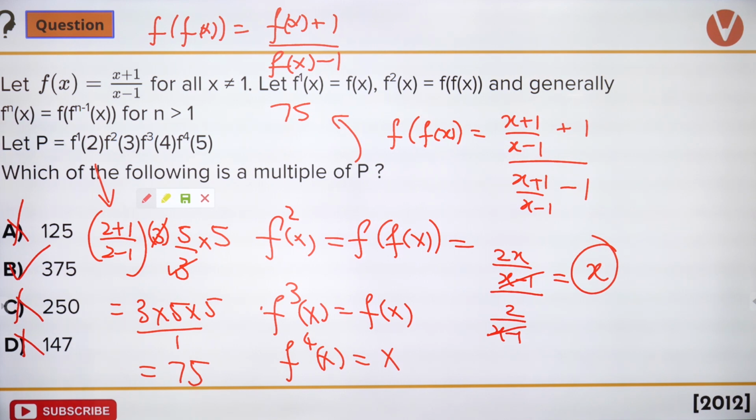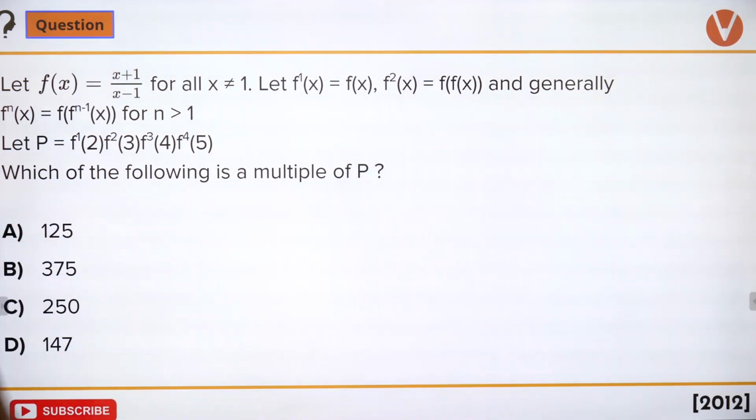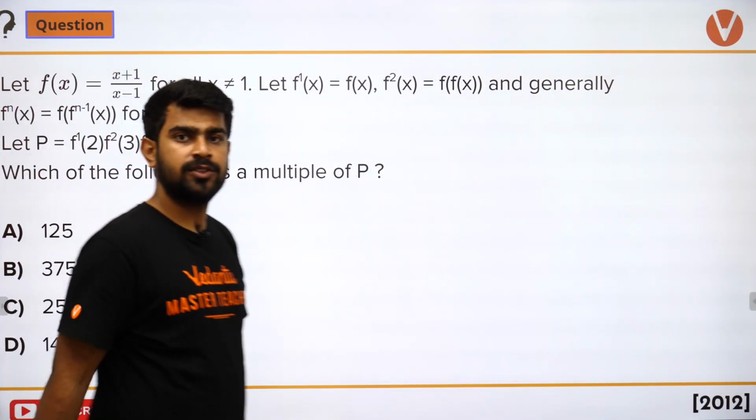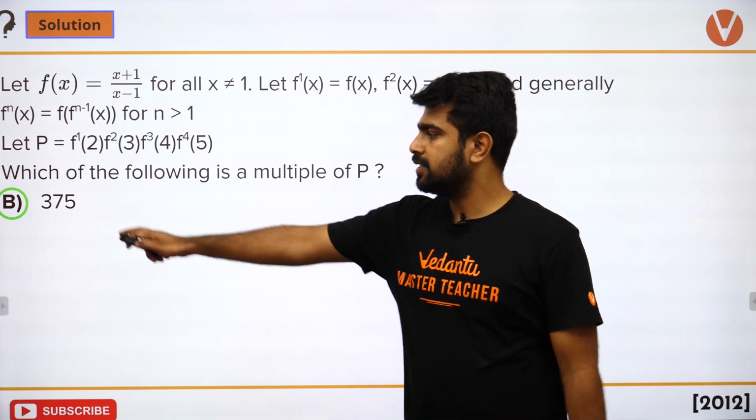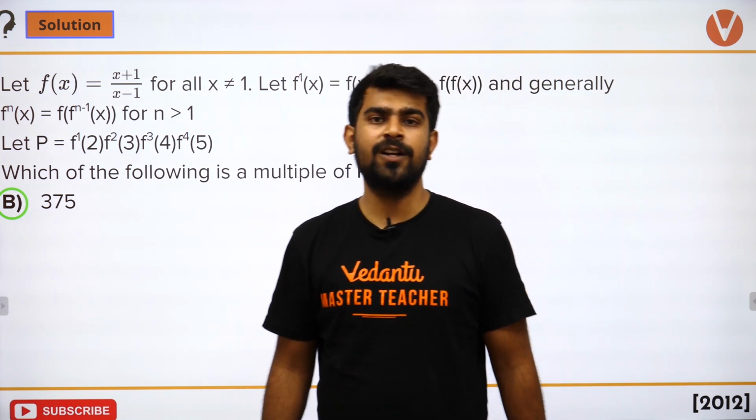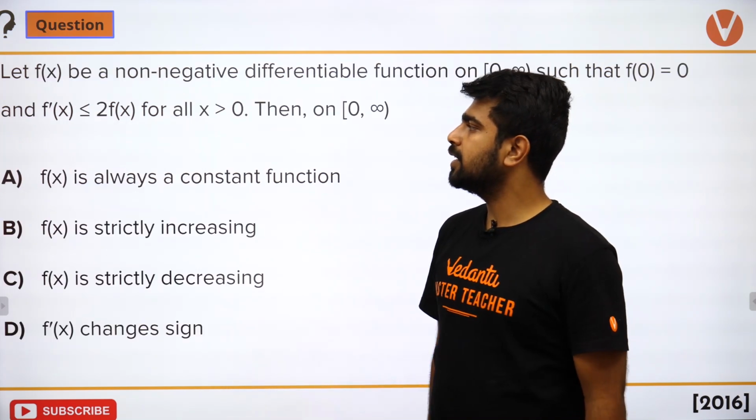Perfect. So let us move to the next question. I will pause it and remove this so that I can move forward. Let us go ahead. So let's check the answer for this one. The answer for this one is 375, just like what we have solved. Now let's move forward. Let us look at the next one.